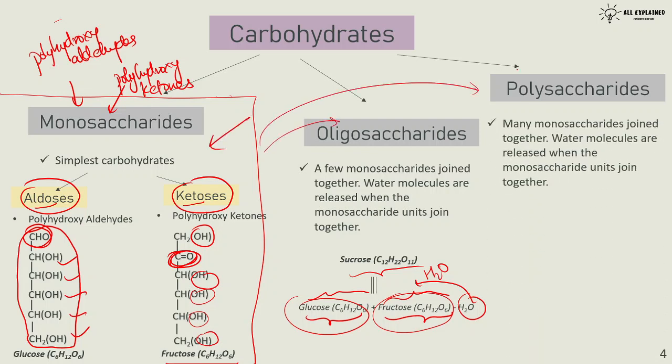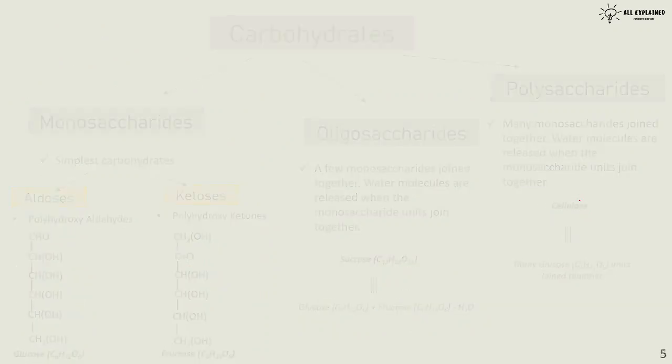In polysaccharides, as the name suggests, a lot of monosaccharide units will be joined together, and a lot of water will be released, of course. And the example which I gave in the first slide, cellulose, and the other one also, starch, both of them were polysaccharides, and both of them were made up of glucose units. But why are they different? We will get to know it very soon in upcoming videos.